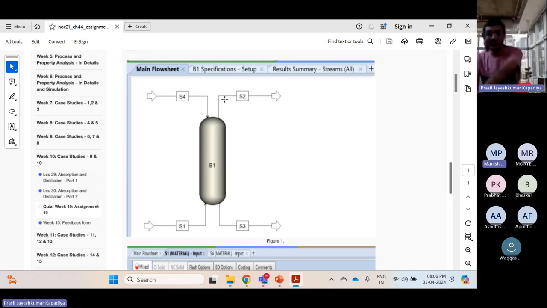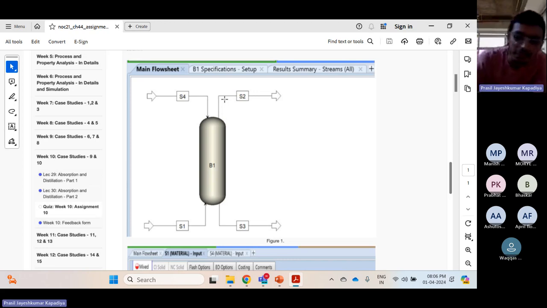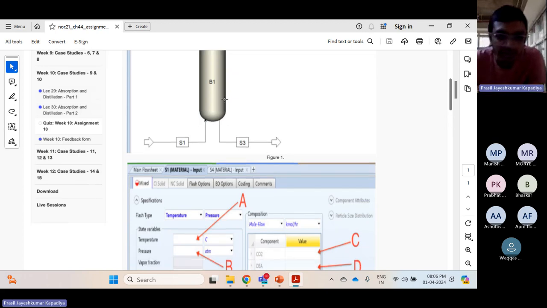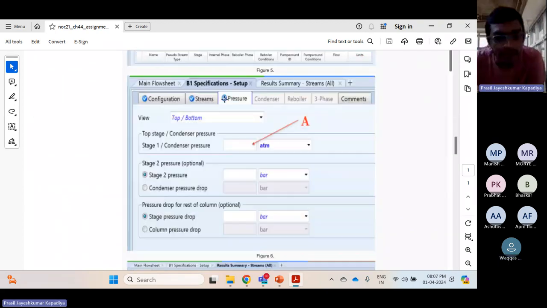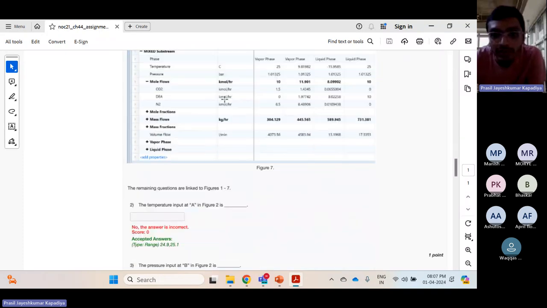Careful. Top is 1 and bottom is 10. So it is H2, right? Yeah, so it will be 1. Correct? Yes. Okay, then I guess we are left with this pressure drop part only.